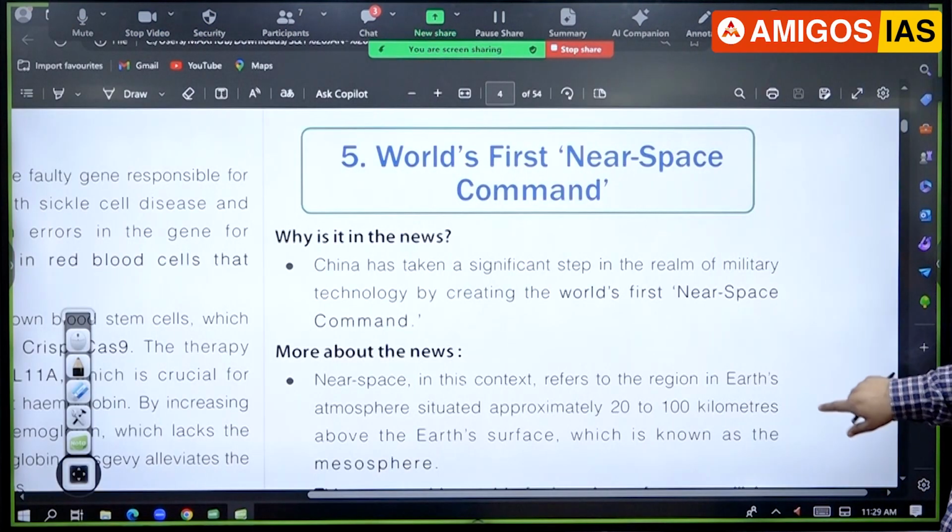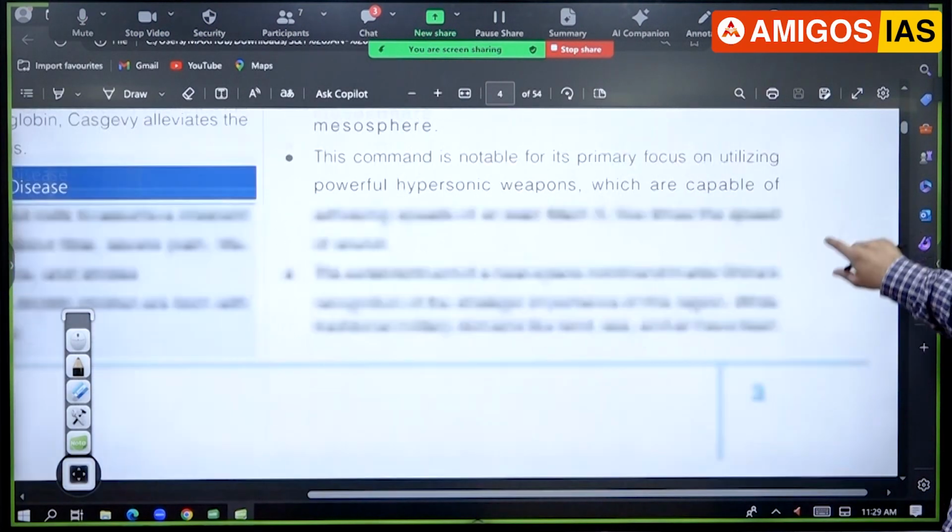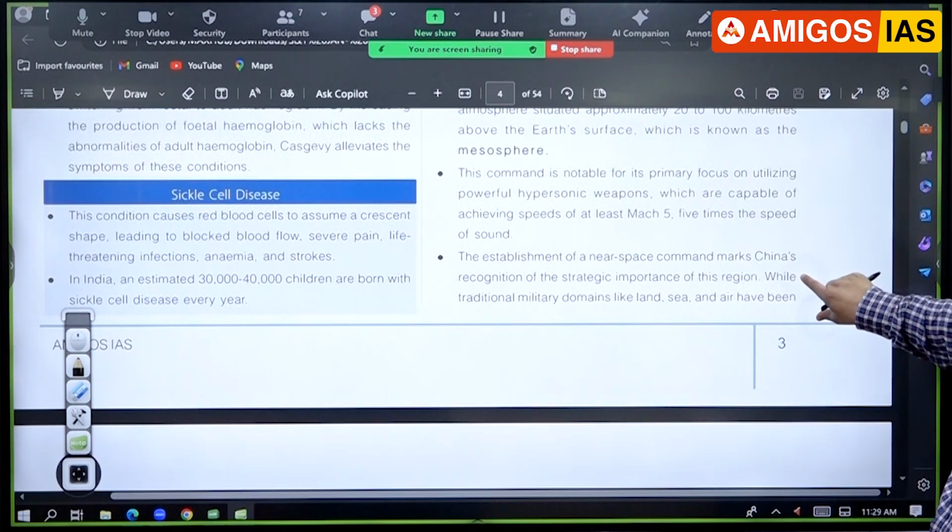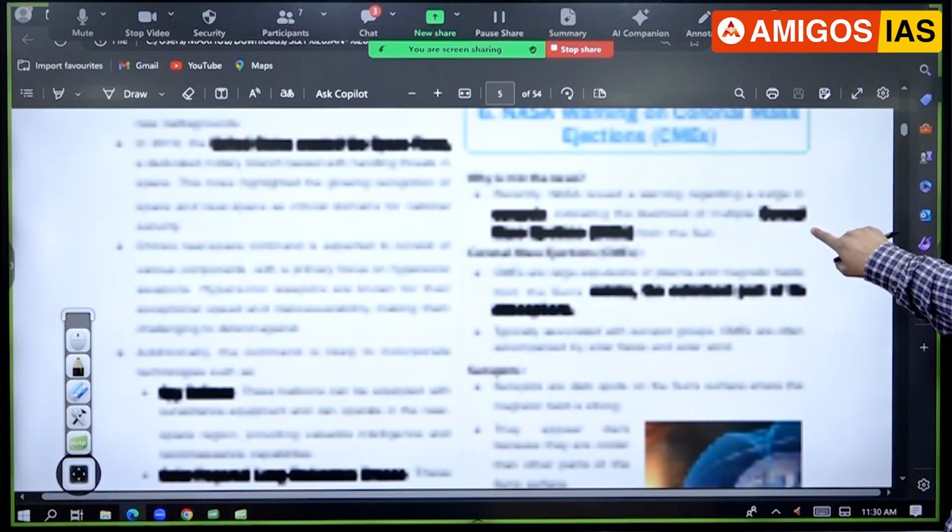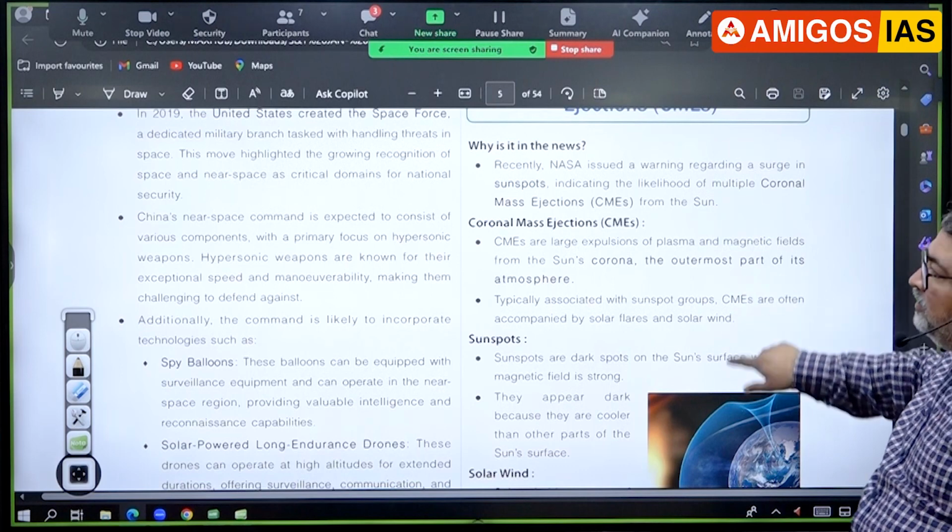Have you covered this topic in your current affairs classes? All this topic? No. Anyway, not a problem. Sickle cell disease I have explained there. Now let me come to this one.